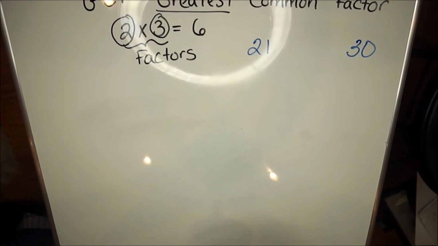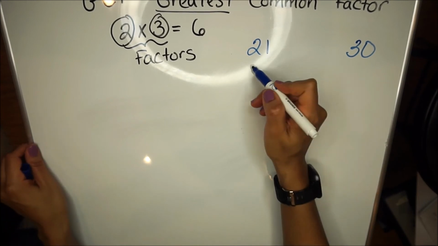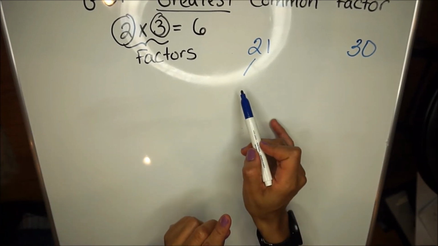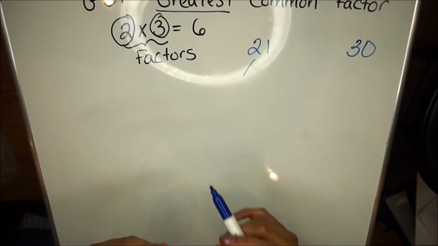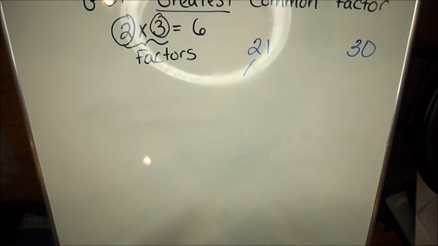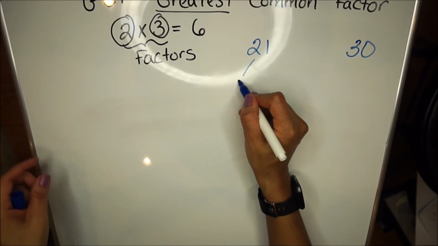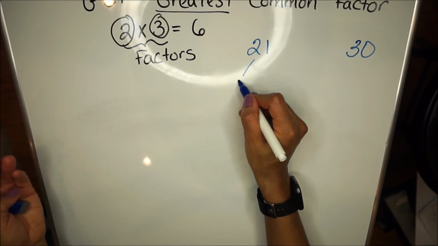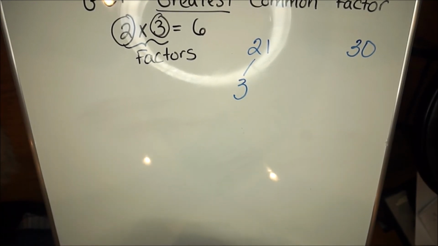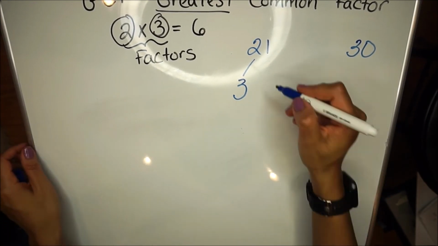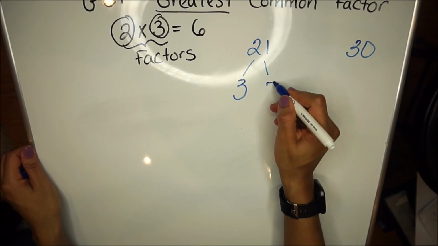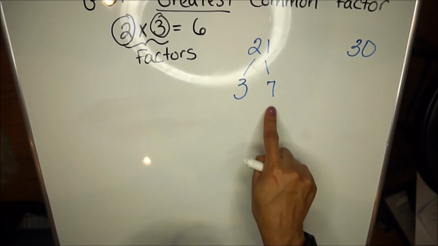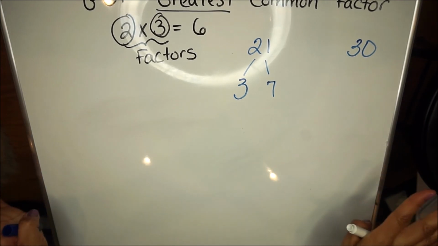Again, we're going to start with the smallest prime number. So I know that if I use 2, I cannot multiply 2 times any number to get 21. It's not going to work. So therefore, since 2 is not going to work, I'm going to move up to my next prime number, which is 3. So I'm going to write 3. 3 times what number is going to give me 21? Well, it's going to be 7. Since these two are prime numbers, I cannot go any further.